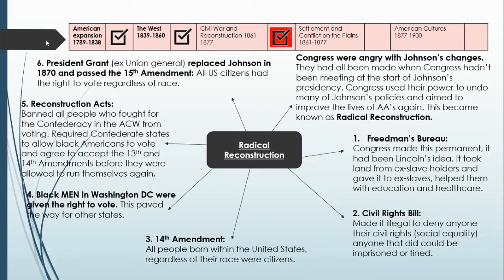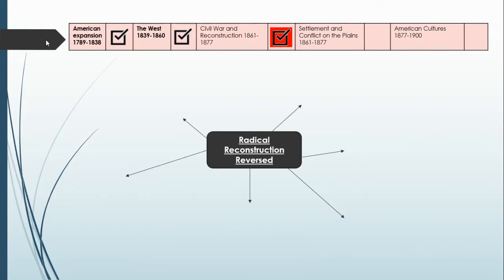And finally, number 6, they get an ex-Union General, President Grant, to replace Johnson in 1870. So basically, because Johnson doesn't really have power to make many changes, because Congress have reversed them all, we end up seeing a replacement. So the Republicans again win the general election, but it is President Grant who becomes the next president, and he passes the 15th Amendment, which says that all US citizens have the right to vote regardless of their race. So the 15th Amendment is what gives African Americans the right to vote.